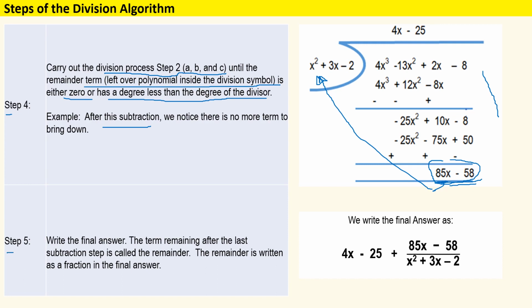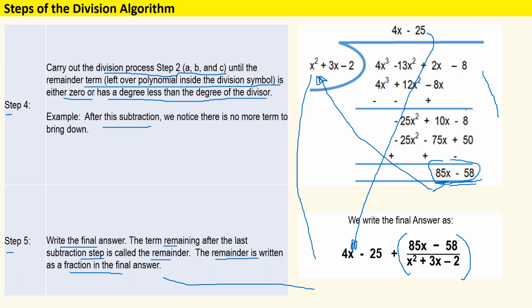And then step 5 is to write the final answer. The term remaining after the last subtraction step is called the remainder, and the remainder is written as a fraction in the final answer. So we shall write the remainder as a fraction, which is 85x minus 58 divided by the divisor, which is x squared plus 3x minus 2, and our quotient is 4x minus 25. So if you see carefully, 4x minus 25 is coming here as the quotient, and we have the divisor going below the remainder, and the remainder, whatever we were left with, is 85x minus 58 here.